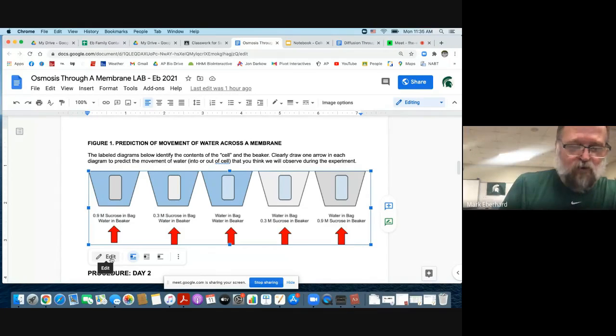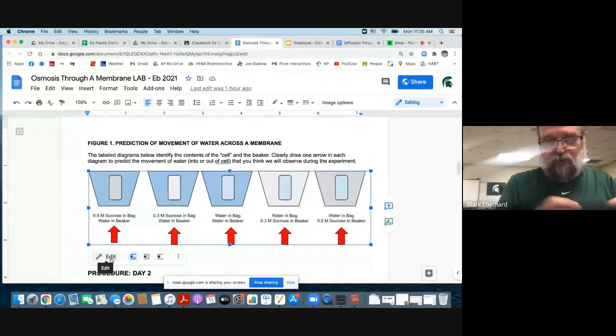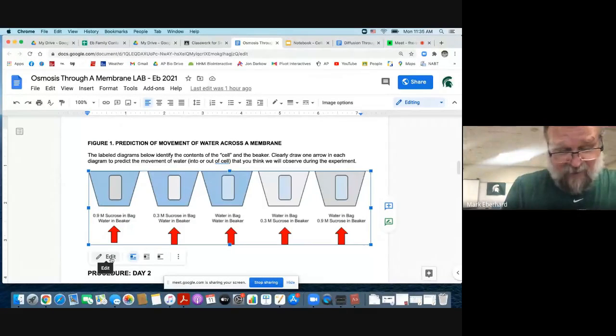The only thing moving in this setup is the water. Water is small enough to pass through the openings in the tube. The other thing we have here is sucrose. Sucrose is bigger than glucose. Sucrose is actually a couple glucose molecules hooked together. Sucrose is too big. Sucrose cannot pass through the membrane.